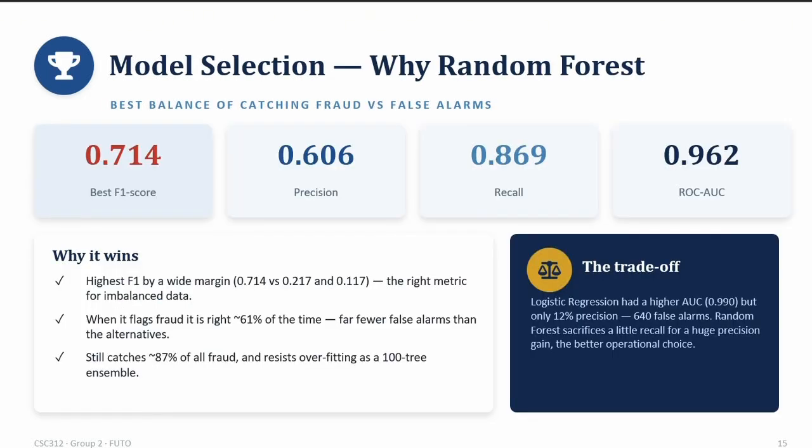All right, over to you, Hilary. Okay, based on everything we've observed, we selected the random forest as our final model. Although logistic regression recorded a slightly higher AUC, it also produced far too many false alarms. The random forest offered the best balance between detecting fraud and minimizing unnecessary alerts, making it more practical for real-world use.